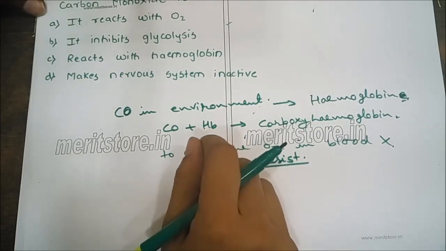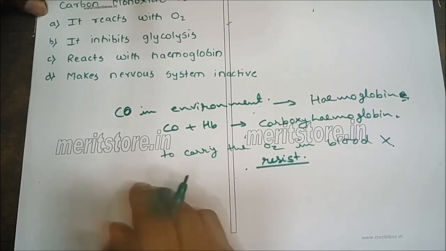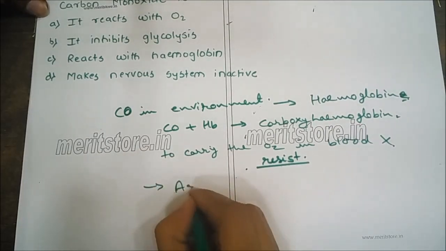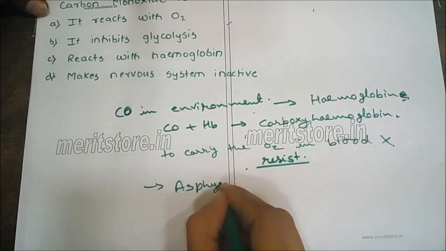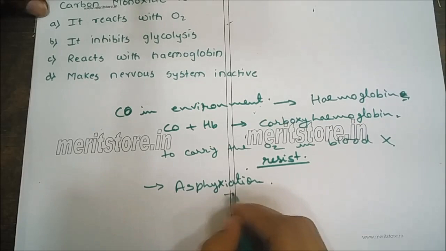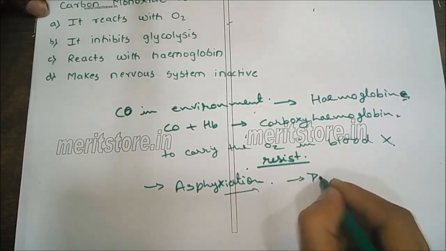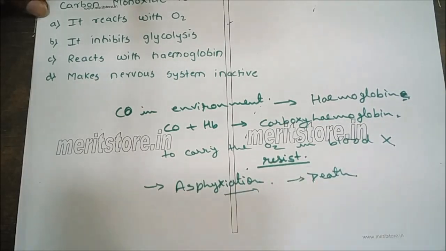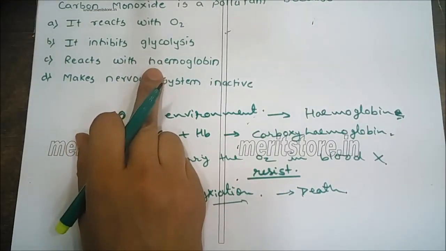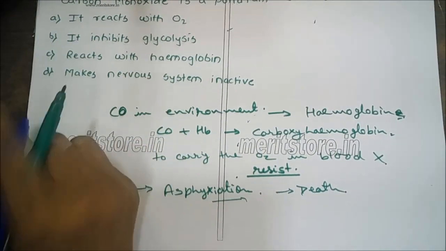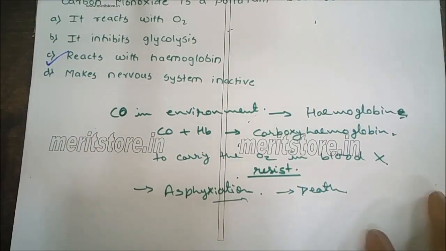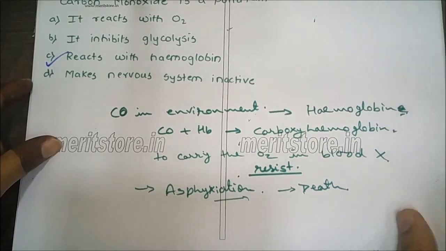We can feel unconsciousness and suffocation, and this situation is called asphyxiation, and it will later lead to death. So carbon monoxide is a pollutant because it reacts with hemoglobin, which will cause asphyxiation, or it will resist the hemoglobin from carrying oxygen in blood.